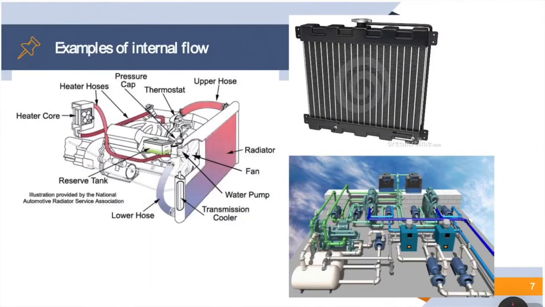Here is an example of internal and external flow as well. There is internal flow in the pipes through the radiator, and then there is a stream of air being forced by a fan, and this is external flow. So the combination of external and internal flow helps us run our car.